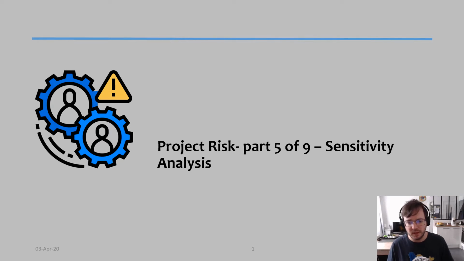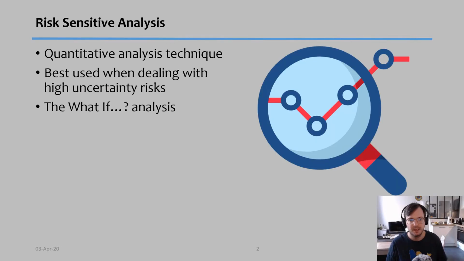Welcome to part 5 of this mini-series about project risk, and in this video I'm going to talk about sensitivity analysis. Sensitivity analysis is a quantitative analysis technique, so that means numbers, and it's best used when dealing with tasks that I'm really not sure how they would go. In this kind of analysis, we try to answer the question, what if something happens? And then we try to measure the impact of that hypothesis actually becoming a reality.